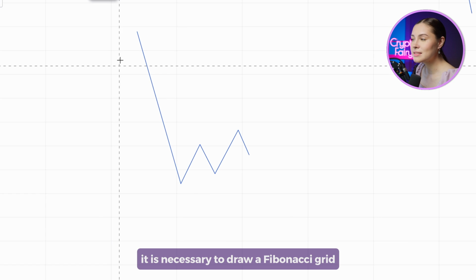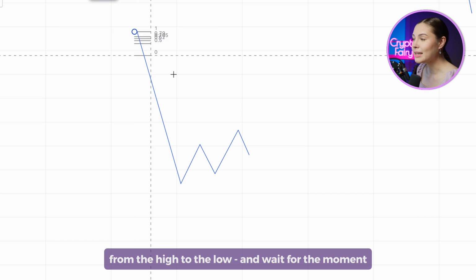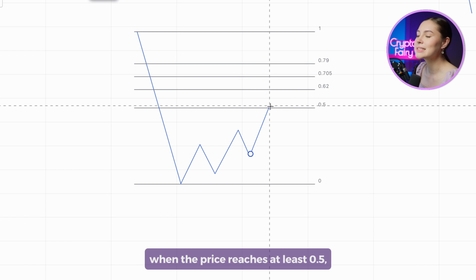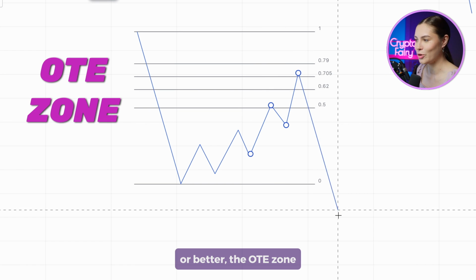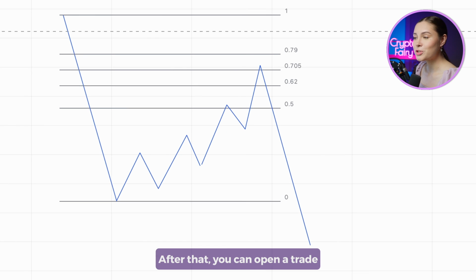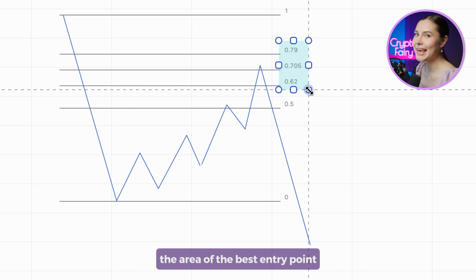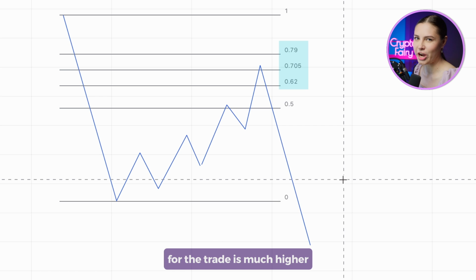In this case, it is necessary to draw a Fibonacci grid from the beginning of the movement, from the high to the low, and wait for the moment when the price reaches at least 0.5 or, better, the OTE zone. After that, you can open a trade. Here it is, the area of the best entry point. Hence, the probability of a positive outcome for the trade is much higher.